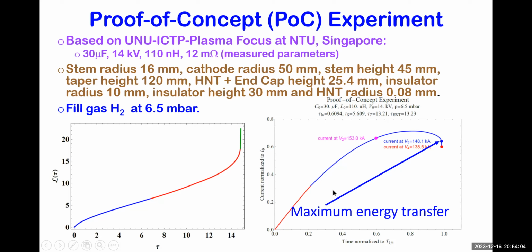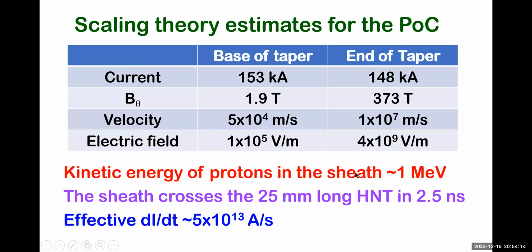So these are theoretical maximum values which cannot be exceeded even in principle. So these are some of the scaling theory estimates for the proof of concept experiment. The current is 153 kiloamperes at the base of the taper and 148 kiloamperes at the end of the taper. The magnetic field, B theta, is 1.9 Tesla at the base of the taper and 373 Tesla at the end of the taper.